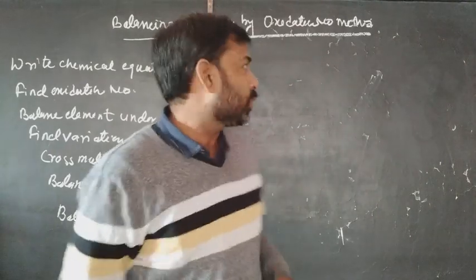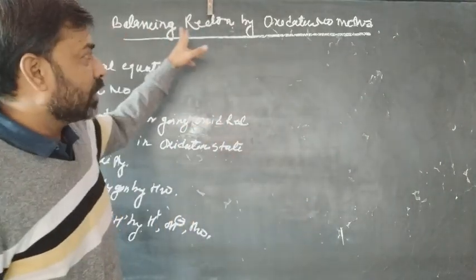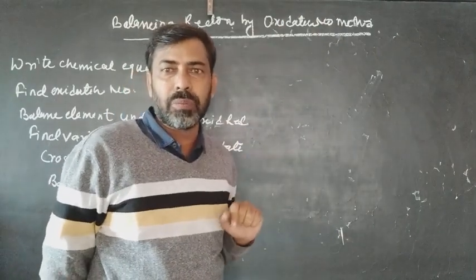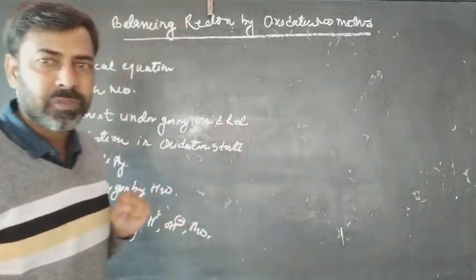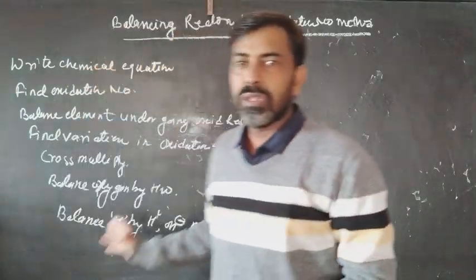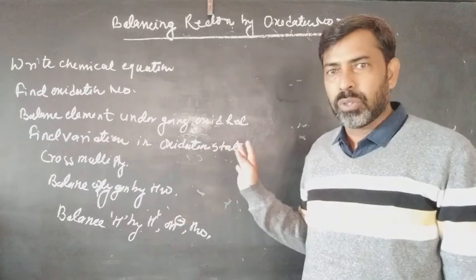So we are going to start with balancing redox by the oxidation number method, यानी हम ऑक्सीडेशन नंबर मेथड से पहले बैलेंस करने जा रहे हैं. So what are the steps for the balancing? सिर्फ ये सिंपल से स्टेप्स हैं जिन्हें हम फॉलो करेंगे तो बैलेंसिंग आसानी से हो सकती है.